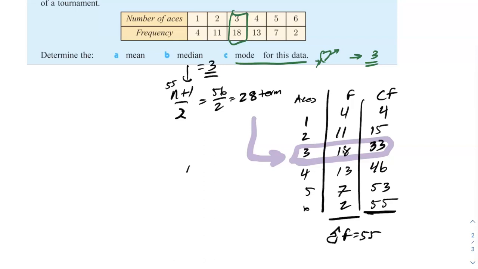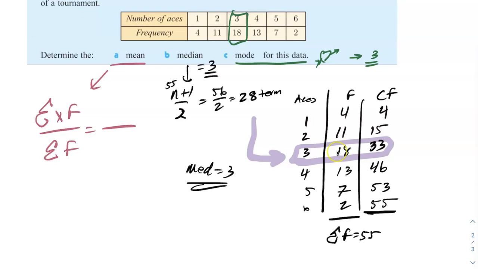So my median is also 3. Like that. And then we have to do the mean. So remember, the formula for the mean in our formula sheet is this guy. Now my sum of frequencies, again, I already have that, 55. I need x times f.